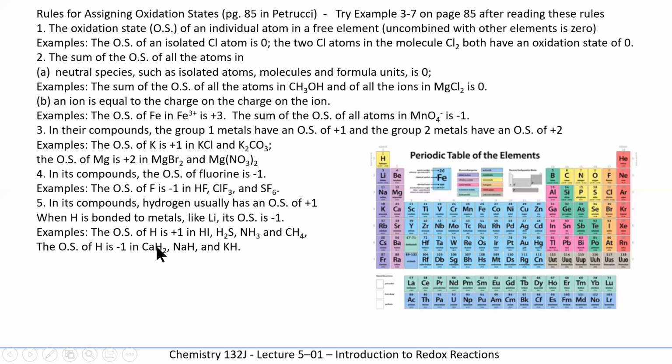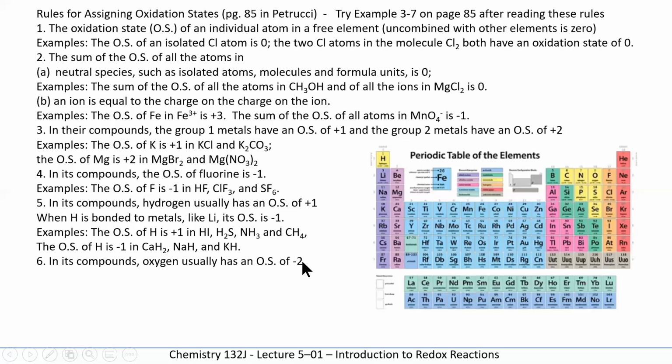Hydrogen can be -1 when it's bonded to a metal that has a lower electronegativity than hydrogen. So in fact, the electron pair tends to spend more time around the hydrogen. So in this case, calcium's oxidation state would be +2. Each hydrogen would be -1. Sodium would be +1. Hydrogen would be -1. Similarly, for potassium hydride, potassium's +1, hydrogen's -1.